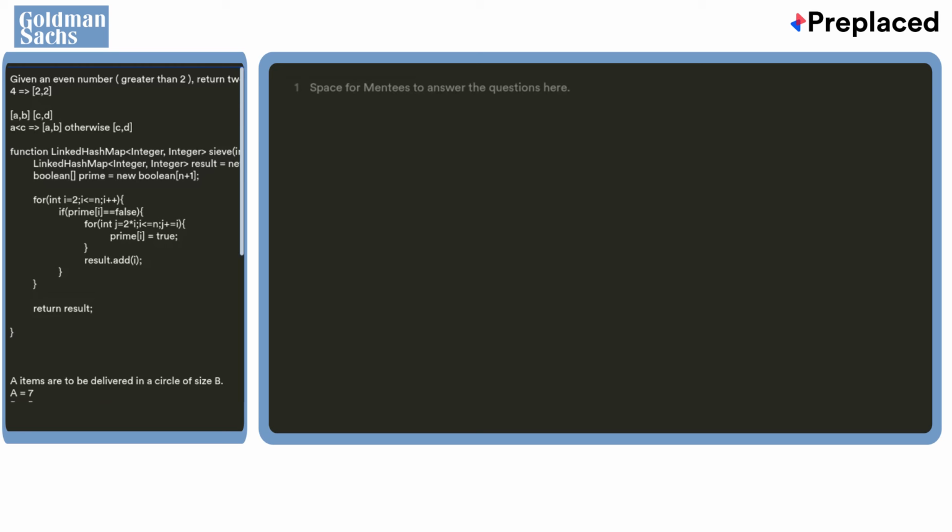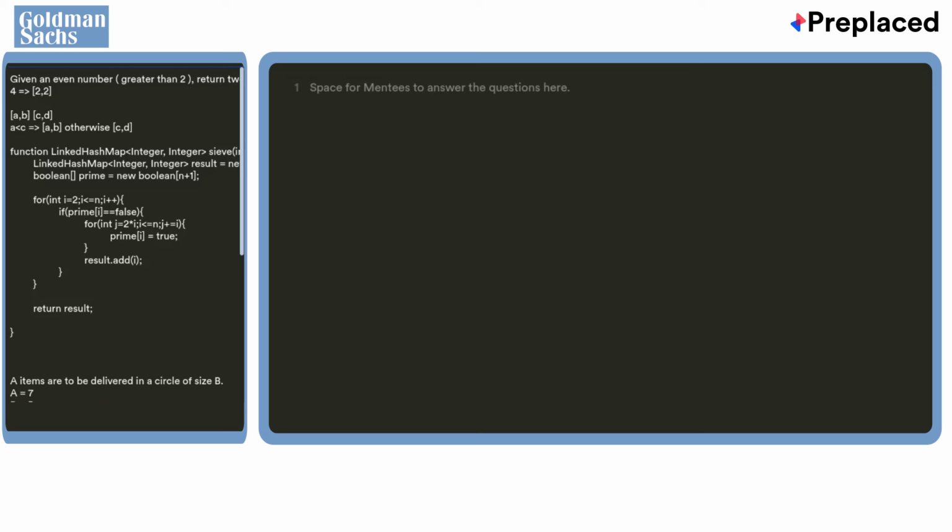And there's one more case, when A is 6 and B is 5. In that case, 6 modulus 5 is 1. And you're saying 1 will be the person to get the item, right? Yes. Okay. That's fine. That will work.